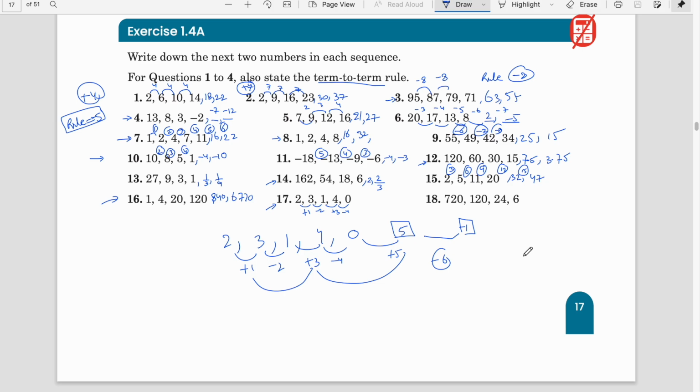Meanwhile, next sequence 720 and 120. If we divide these two, we get 6. And 120 divided by 6, I'm getting 20, not 24. So let's think different. Divide by 5 and then divide by 4. So then divide by 3 and divide by 2. Do you agree? So dividing by 6, dividing by 5, 4, 3 and 2, we'll get our next number.